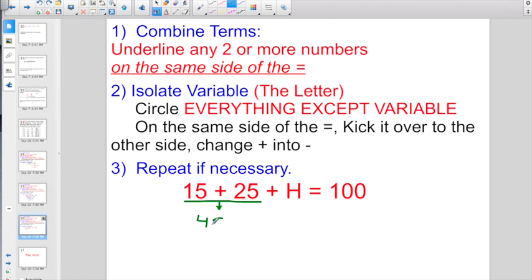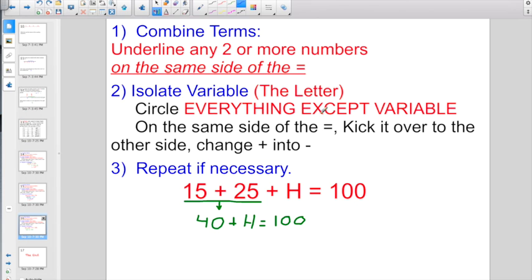What did I not underline? I did not underline that plus sign. I did not underline the H. I didn't underline the equal sign, so let's go and write that down. And I did not underline 100. So let's write that down. Only 2 steps in algebra: combine terms or isolate the variable. Looks to me like it's time to go and isolate a variable.